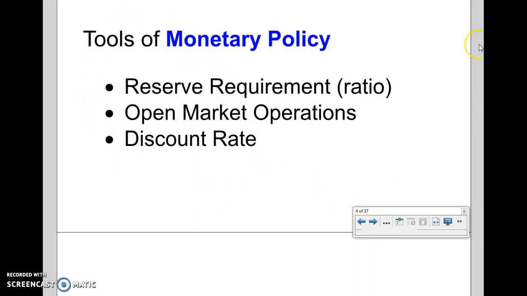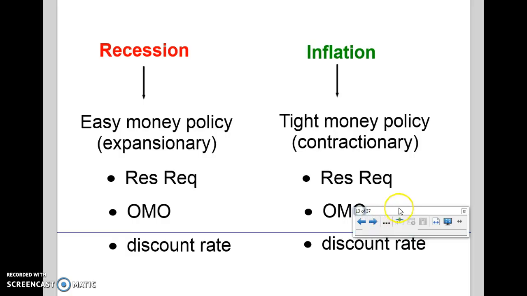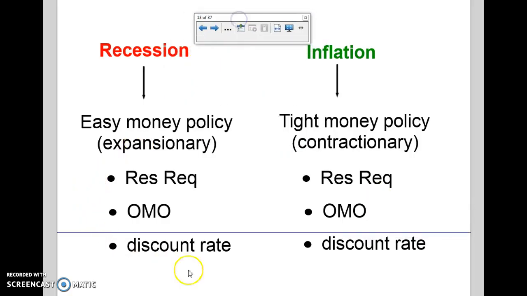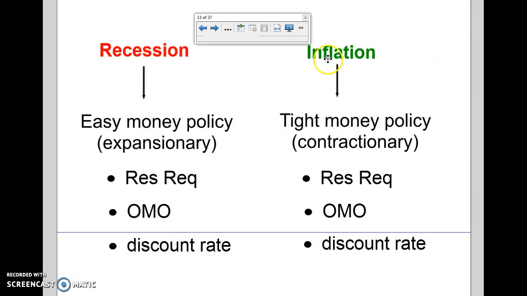Notice that with monetary supply, something that would be expansionary is what we call an easy money policy. You make it easy for people to get money from the Fed, so you create more money, in this case. A tight money policy, you make it more difficult for people to get money, so the Fed will decrease the amount of money. If there's less money, it can slow down the economy. If there's more money, it can speed it up.